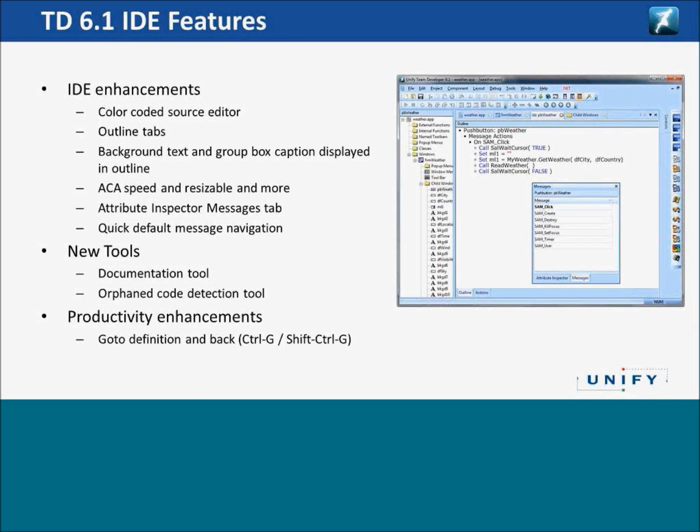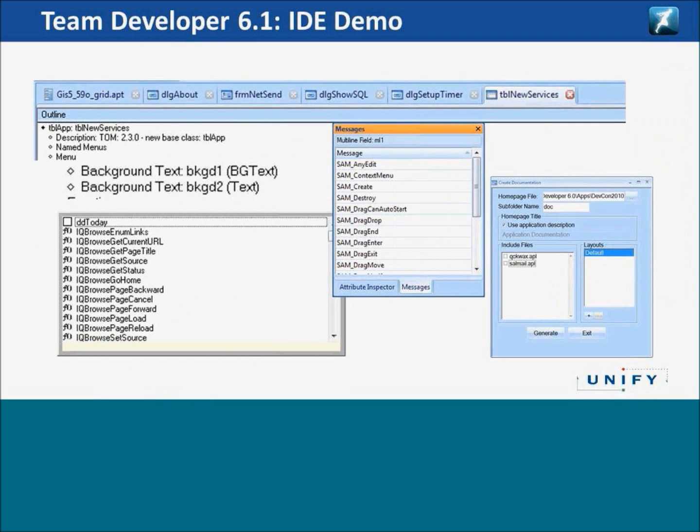We have go to definition and back, Ctrl-G and Shift-Ctrl-G, so you can easily go to the definition of a class, for example, and then back to the instance with these new keystrokes. And then productivity enhancements requested many times: var++ and var--, kind of keyboard macros that allow you to quickly enter code without typing a lot. I will show you that a little bit later. Multi-step undo redo has been requested quite a lot as well, so here you go. So the IDE has been enhanced a lot in Team Developer 6.1, and you will be seeing that now.